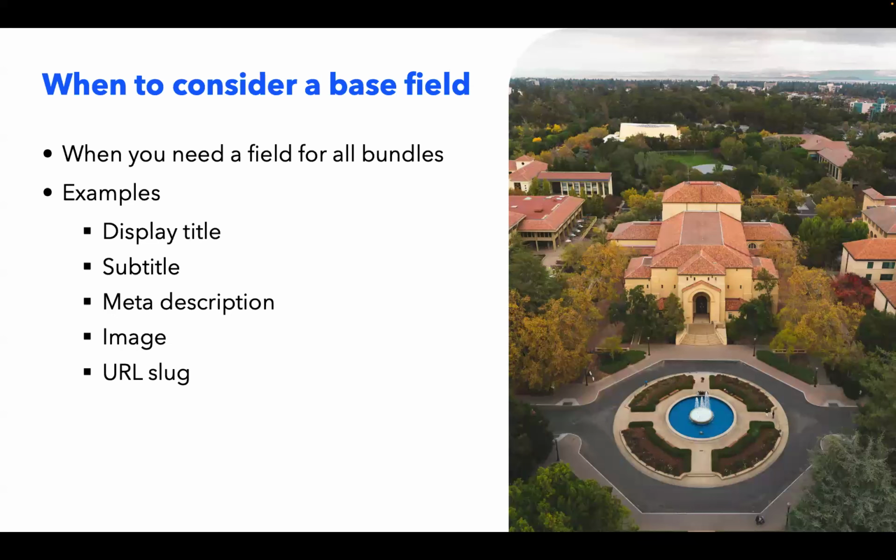And for something like a URL slug, you want it on every content type. You don't want to have to manually add it every time. You just want it to be there. And that's where a base field might make sense.